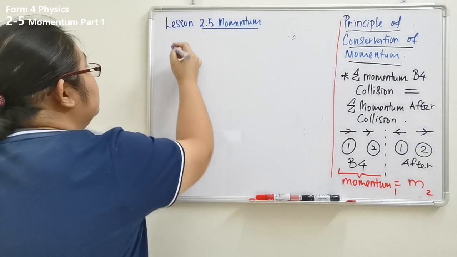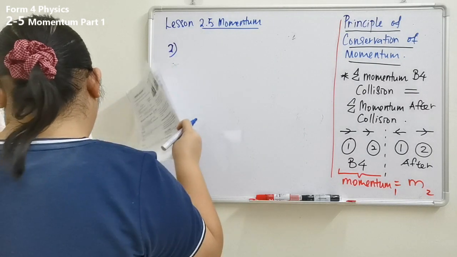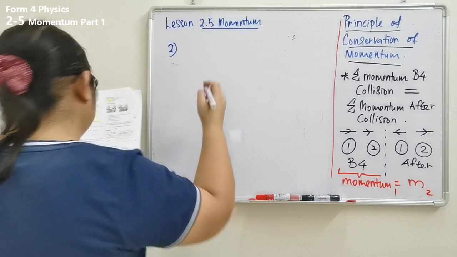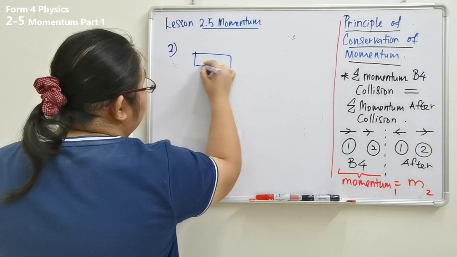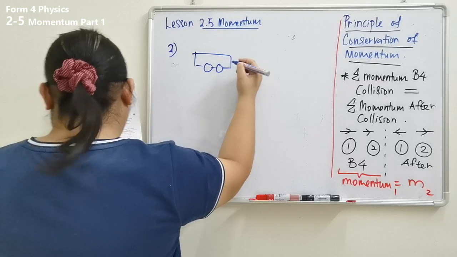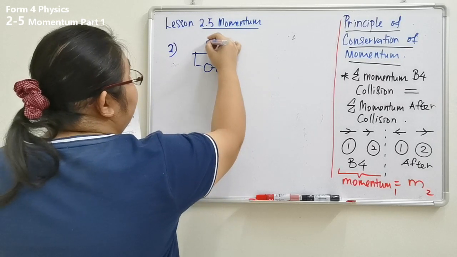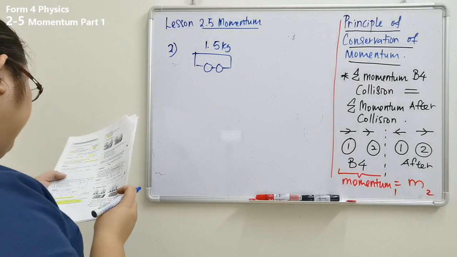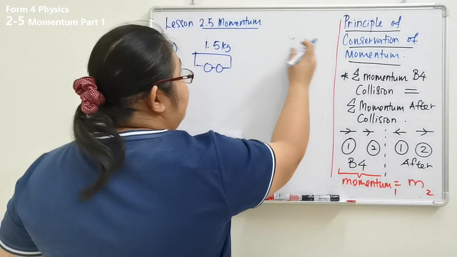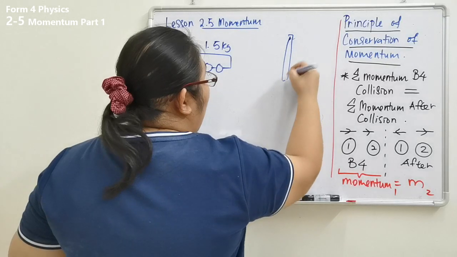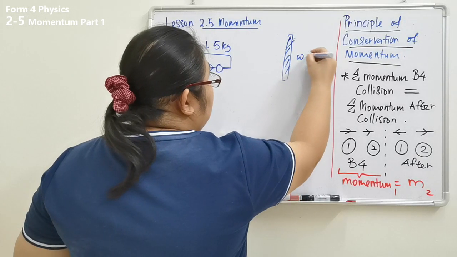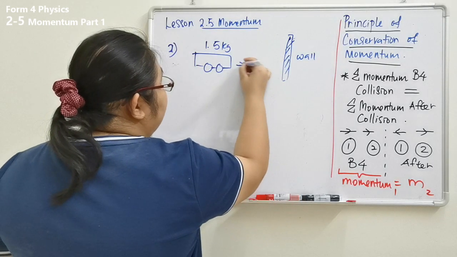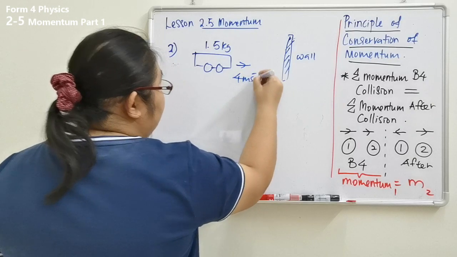Okay, now number 2. Number 2, the info is a trolley. Okay, we draw the trolley. Now the trolley, the mass is 1.5 kilograms. Now they move with the velocity 4. Okay, this one is a wall. They move with the velocity 4 m s^-1.